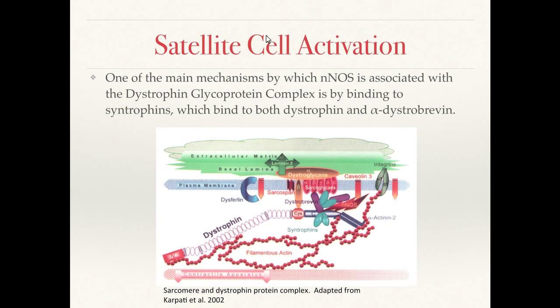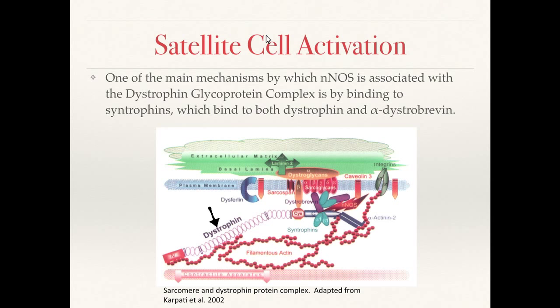So what's the mechanism of activation of satellite cells? Well, how many of you have heard of dystrophin, right? Most people. You've heard of muscular dystrophy. Why is it so important? Well, dystrophin is an extremely important complex. I'm pointing to this here. Dystrophin is part of a complex known as the dystrophin glycoprotein complex.